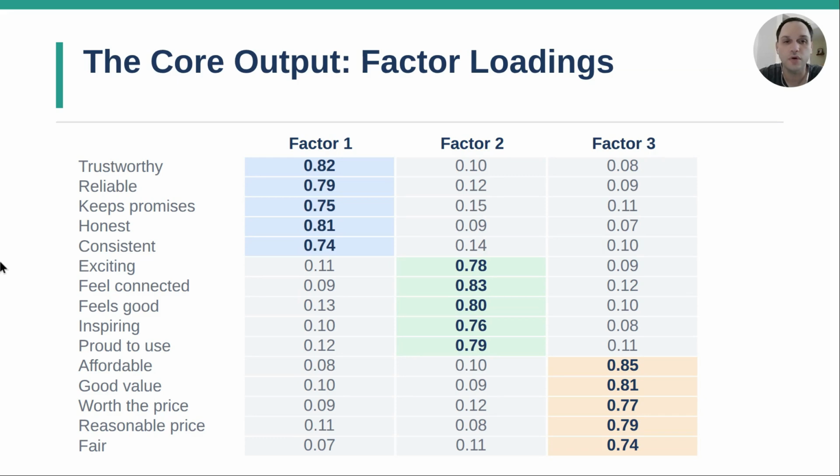What you're looking for is a clean structure. Each item should load high on one factor and low on all the others. When you see that pattern, you have a well-structured battery where each dimension is measuring something distinct.